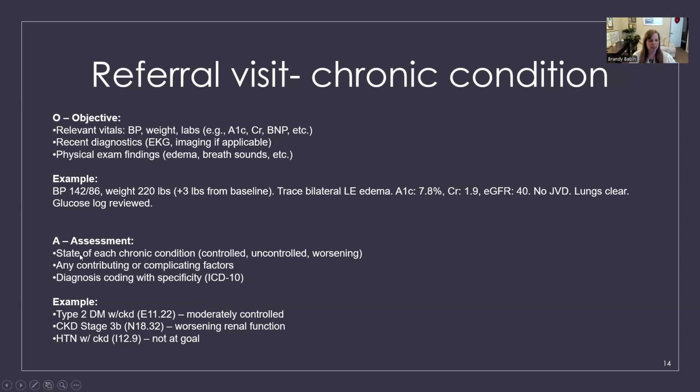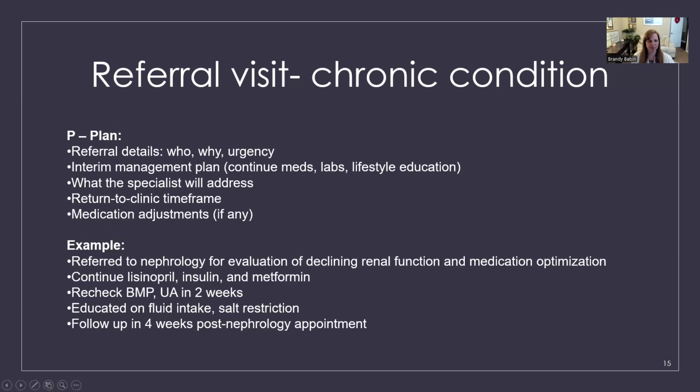Your assessment is going to start off with your ICD-10 code. So make sure that it's at the highest specificity. So you can see 3 examples down here for this one patient: type 2 diabetes with chronic kidney disease stage 3, and hypertension with chronic kidney disease. So we've coded to the highest specificity. Their type 2 is moderately controlled, but their renal functioning is worsening and their hypertension is not at goal.